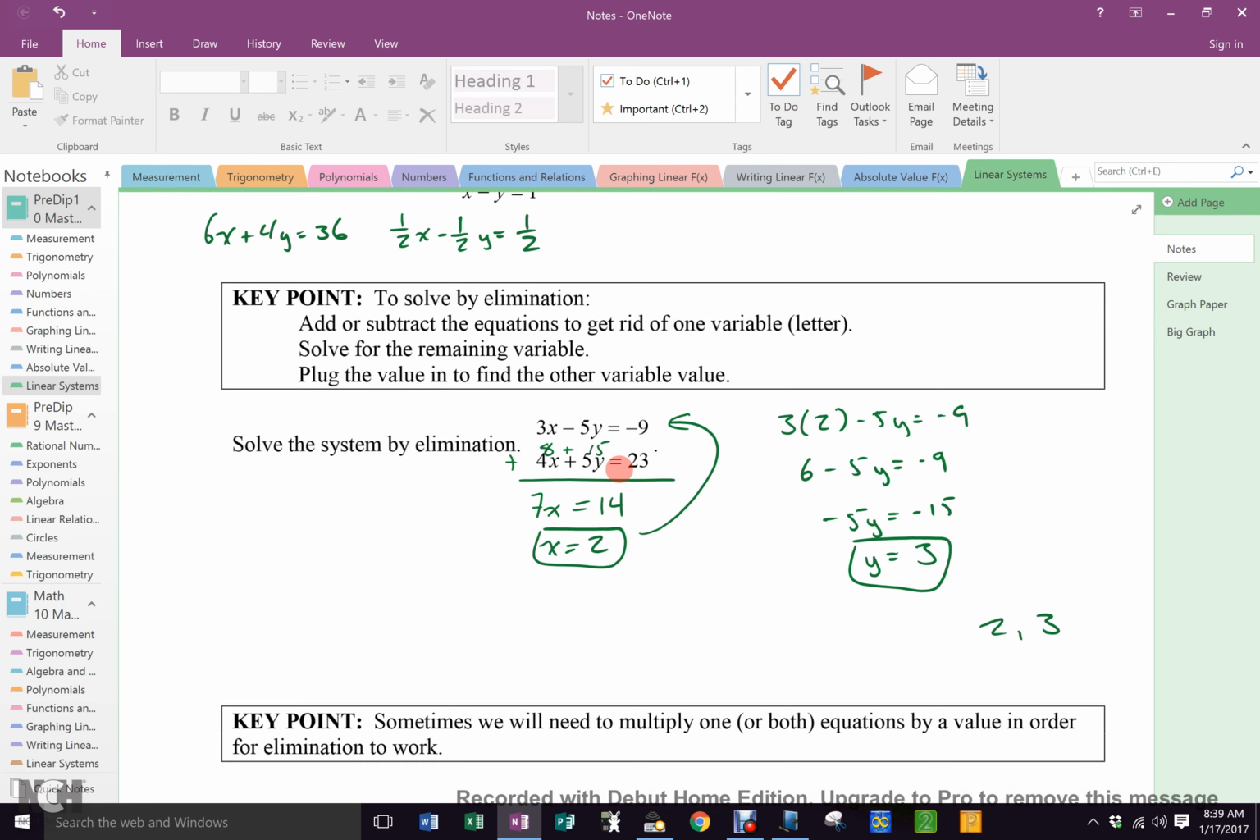Now, here's the weird thing. Some years I teach elimination first. And the kids then I teach them substitution. And every kid says, why wouldn't you start with substitution? It's so much better. So the next year, I start with substitution, teach elimination second. Then what do all the kids do? Why would you teach us substitution? It's so hard. Elimination's so easy.